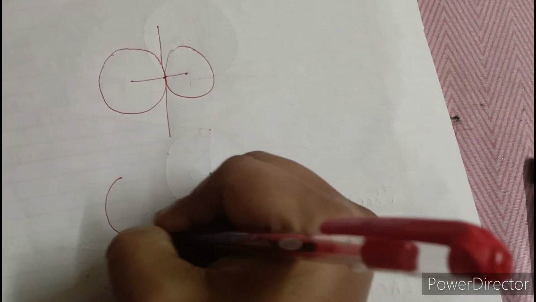Next is, if two circles touch each other internally, then also like this. Let me draw the diagram.